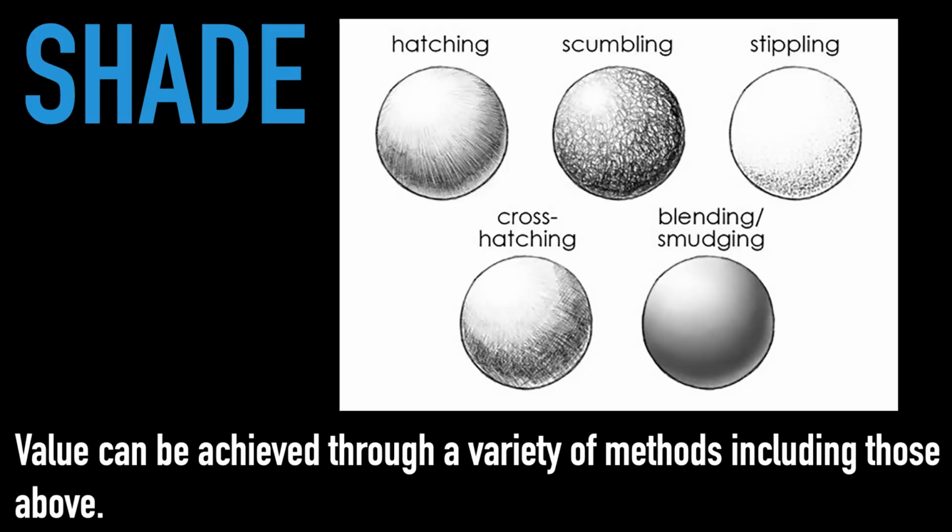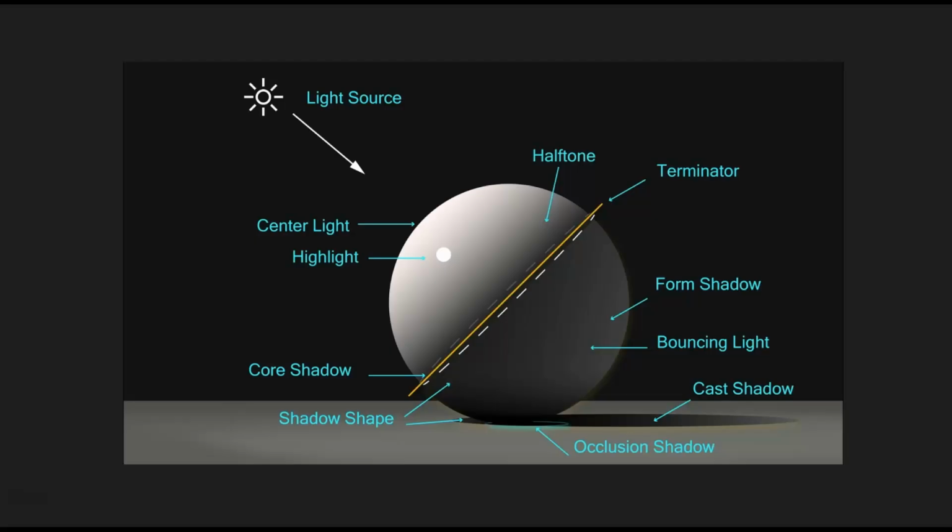So hatching are parallel lines used to build up the tone. Cross-hatching are layers of lines that go in different directions, in this case kind of to create a circle. Blending, obviously you're using a blending tool. And so here again, to just look at the breakdown of how it all works. There's our shadow shape, our cast shadow, our occlusion shadow. See how dark it is underneath there. Our bouncing light or reflective light. This is a different way to think about it. We have our light source, our core, our center light, our highlight, our halftones, our core shadows.